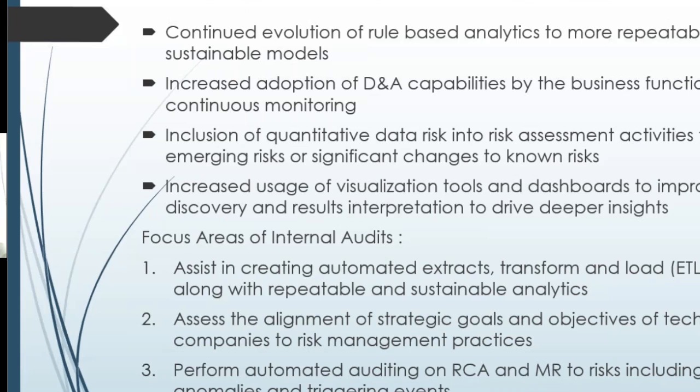Perform automated auditing on RCAs and MRs. See, the root cause analysis and the management responses to every risk, including the business anomalies, are recorded, right? The auditors should go ahead and do auditing on the RCAs and MRs, because that will tell the real truth. If you see 10 RCAs of 10 particular risk events, it itself will tell a great deal of story to an auditor even before the auditor goes and looks at the business process.